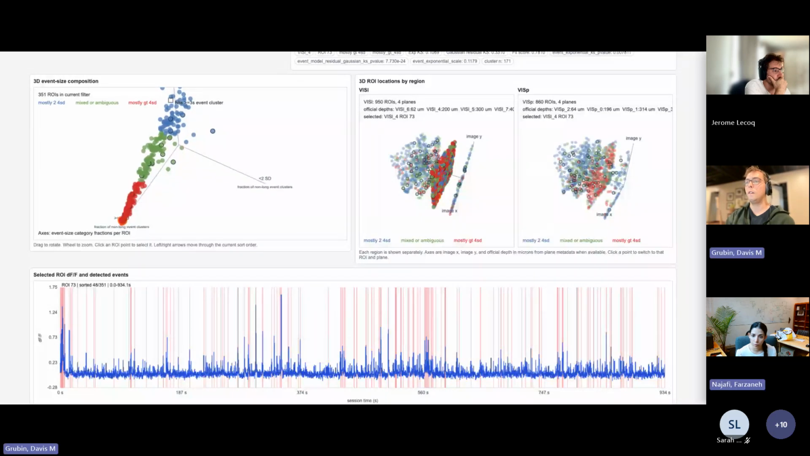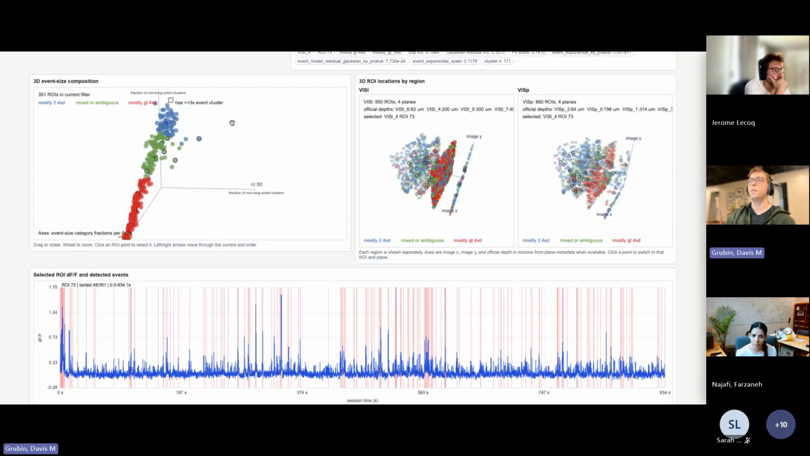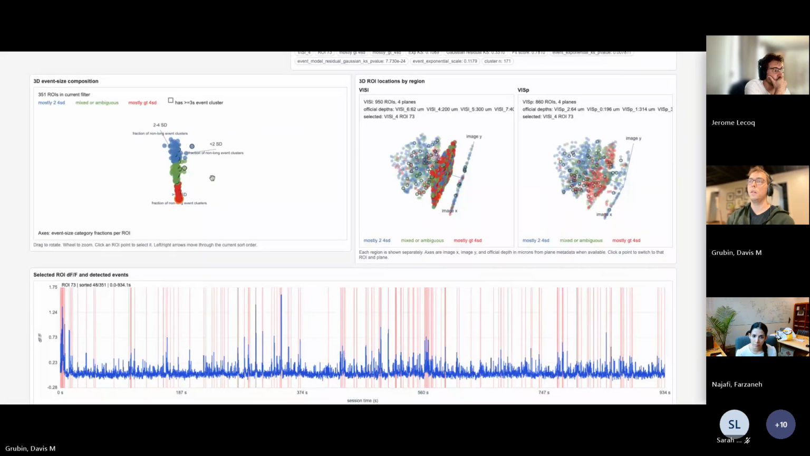And then mostly 2 means less than or equal to 4 SD. Yeah, so the other one is, sorry, zoom out a little bit. This is the space that it's using to cluster them. Very nice.